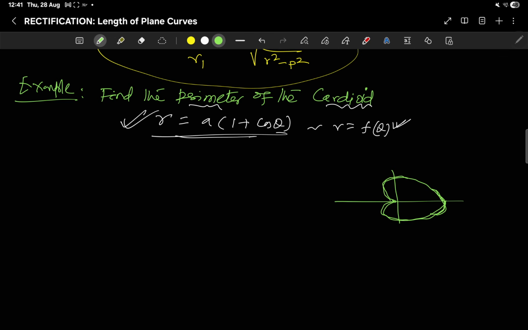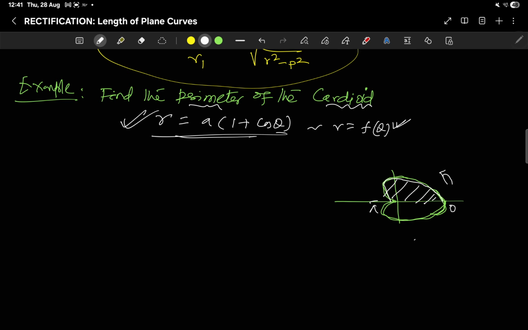This is your cardioid. If we find the length over this part, then for the other part, because of the symmetry, we just multiply by 2. And what is the rotation here? It is from 0 to pi, right? The rotation here is 0 to pi.